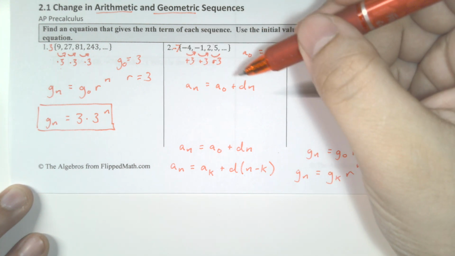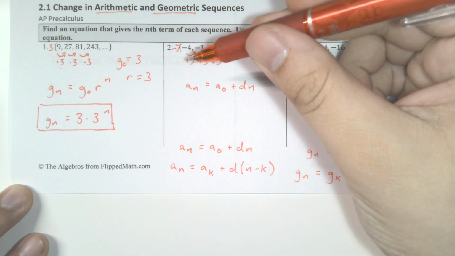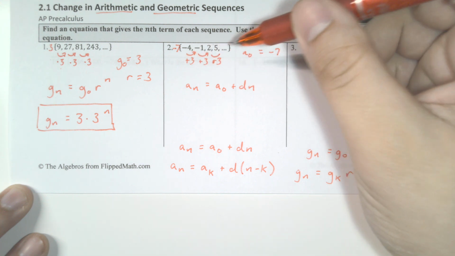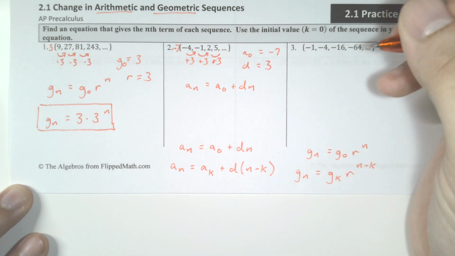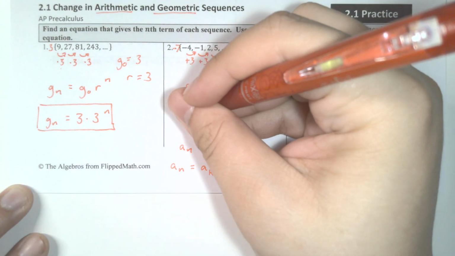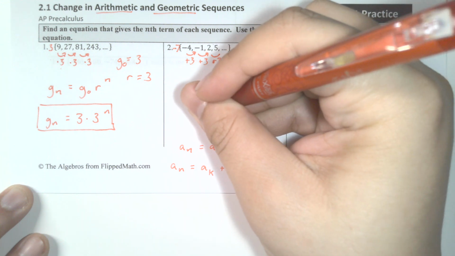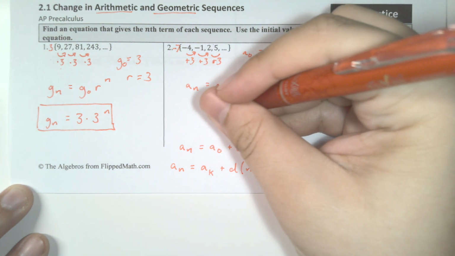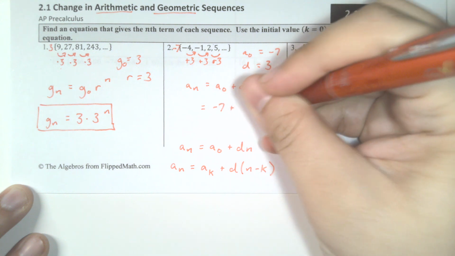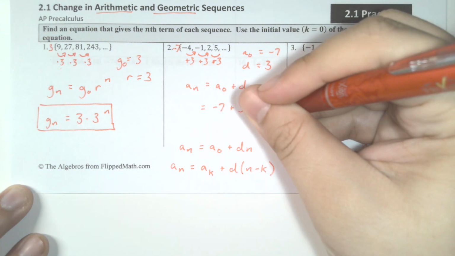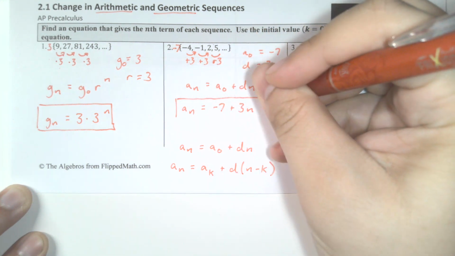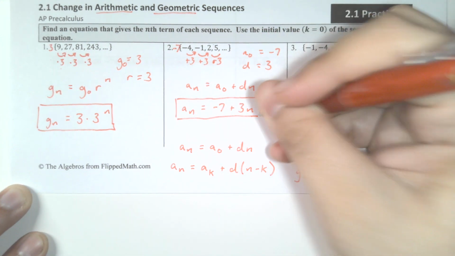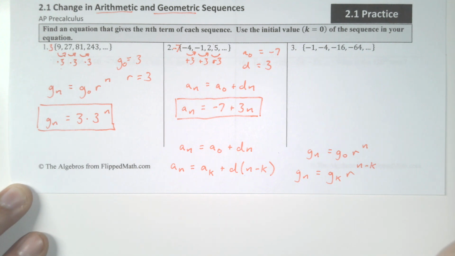Then, what is our common difference? Our common difference is that we're adding 3 every time. So d is equal to positive 3. And now, plugging in that information, we get a sub 0, which is -7, plus 3, our common difference, times n. And so a sub n is equal to this. And this is our formula.